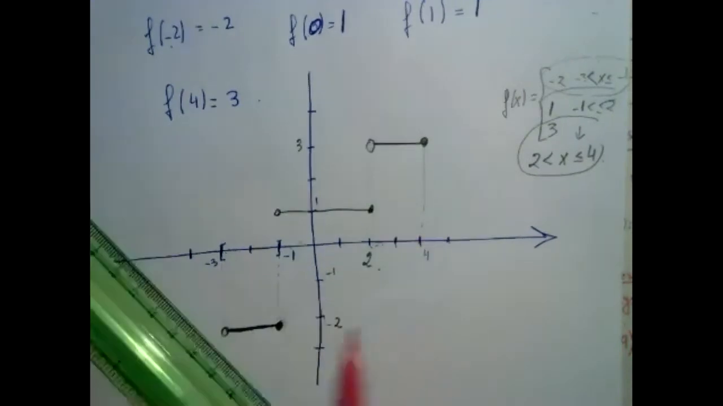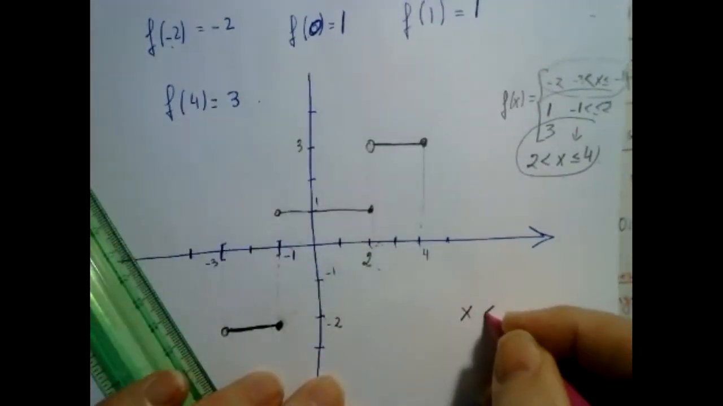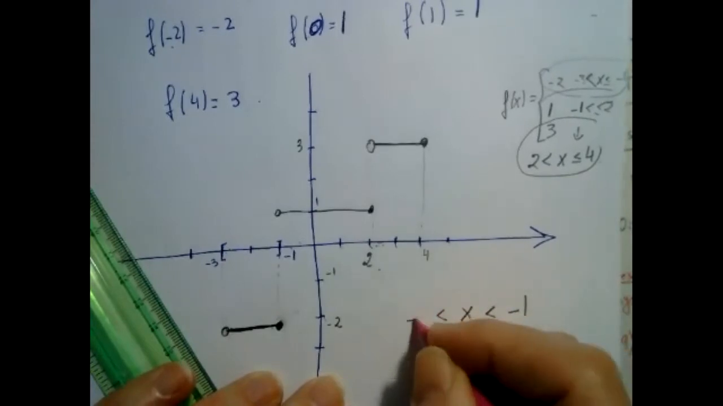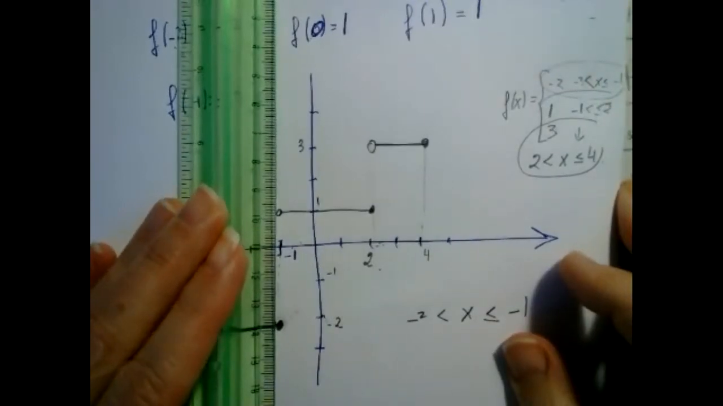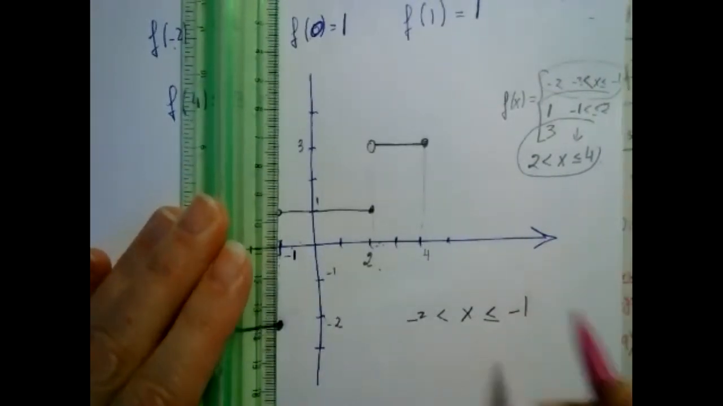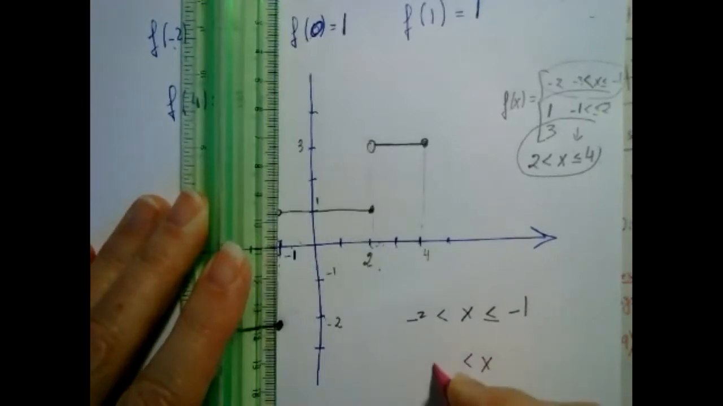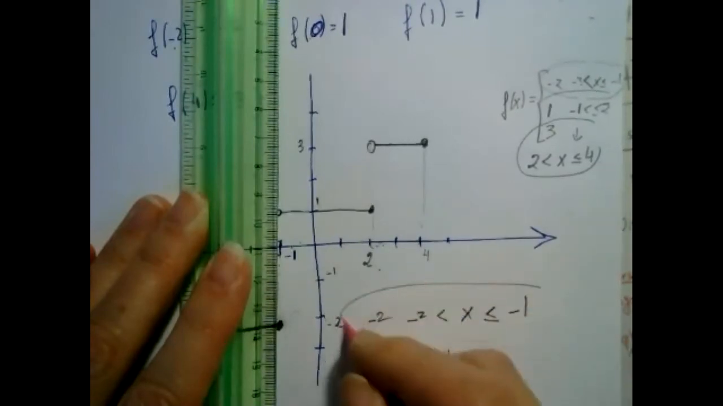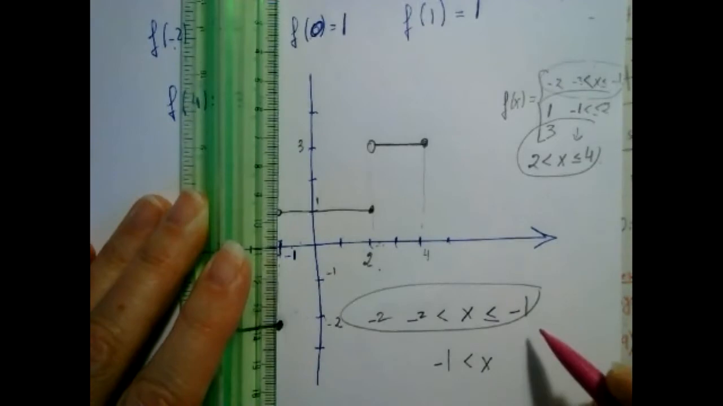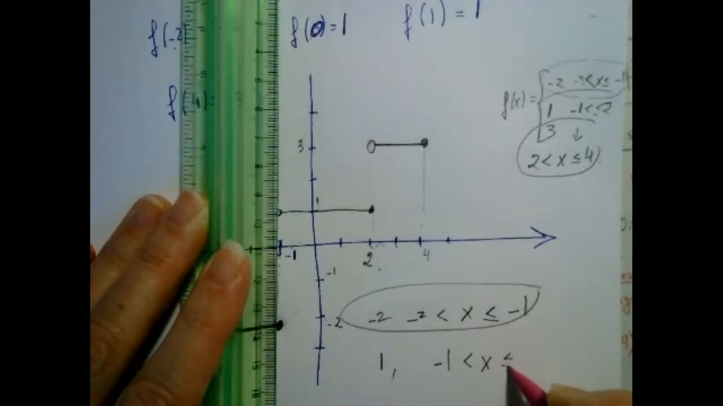Okay, up to -1. So the first domain is stopping at -1, right? Yes. Okay, so this is the piece. That's -1. I'm putting my ruler on purpose. Where is the second one picking up? The second one begins at -1. Oh, wait, it begins at -2, right? That's the first one. Okay, the second piece begins at -1 and ends at 2. The output is 1 between -1 and 2.